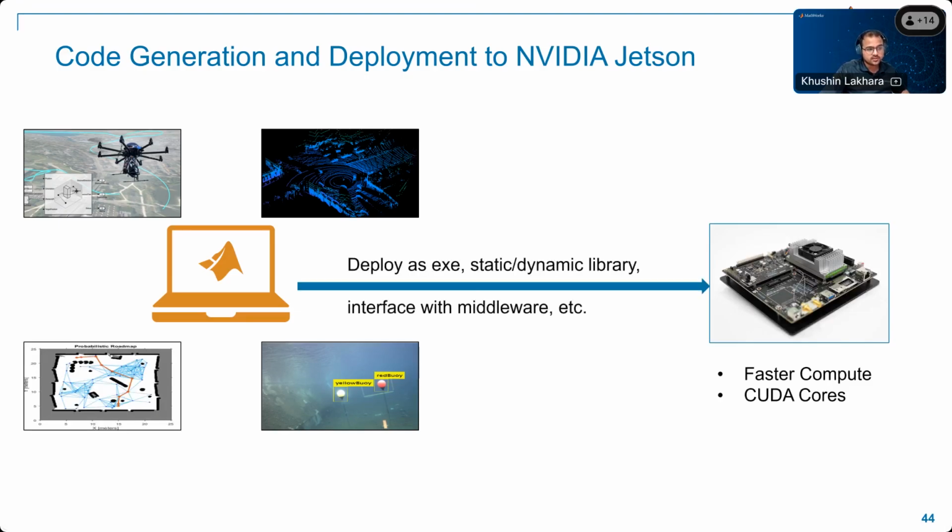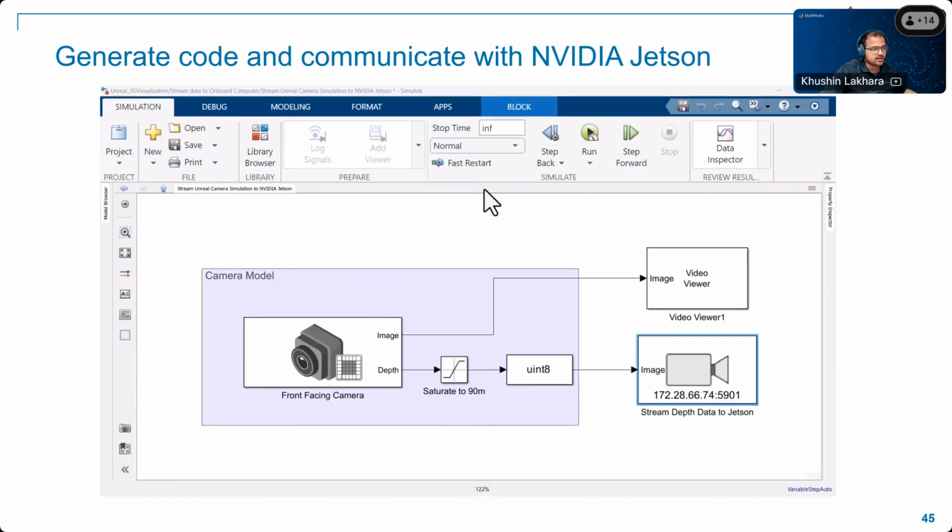With MATLAB and Simulink, it becomes faster to compute. You can directly develop your CUDA code. The way we have C code for the flight controller, here you use CUDA code, and you can deploy it as an exe, static or dynamic library, and also interface with middleware. So all these capabilities are available and you can use them.